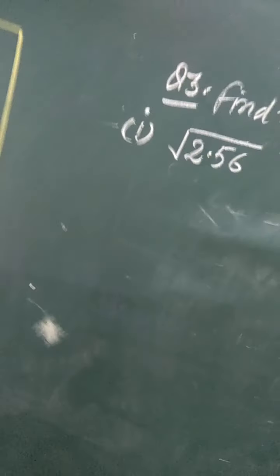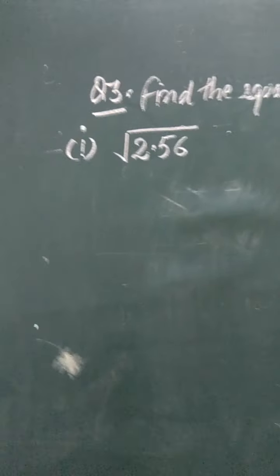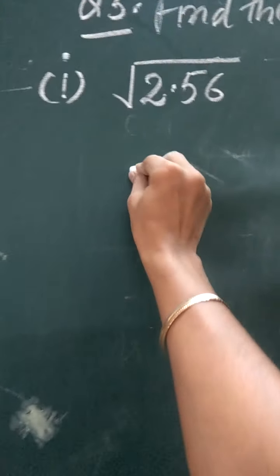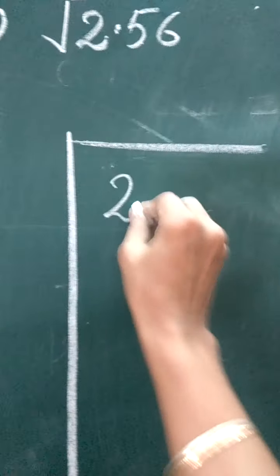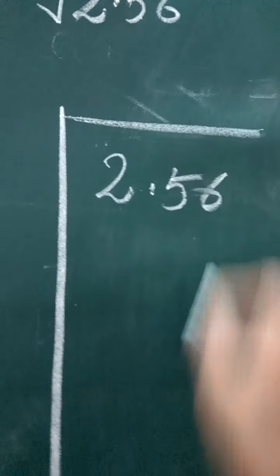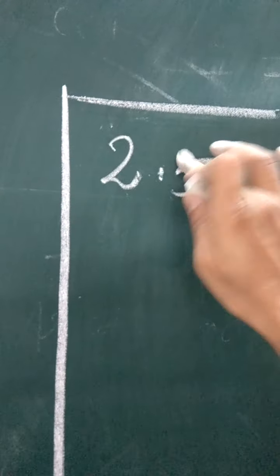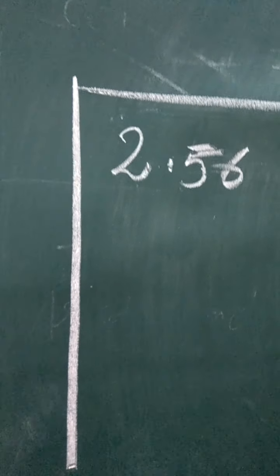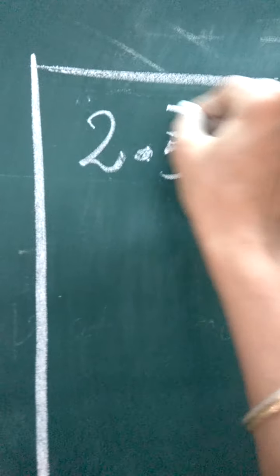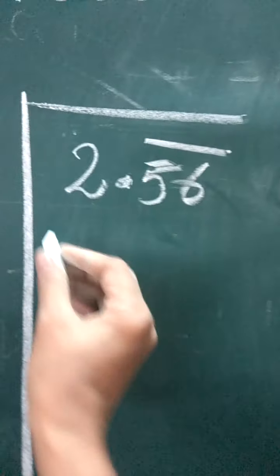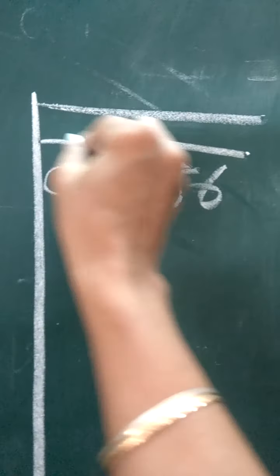Okay, so now let us start solving the first part of this question. So let us write in this form as I told you earlier. 2.56 is the number. So we will start making the pairs from the decimal. One pair towards right hand side, second pair towards left hand side. Single digit is there, so we'll take 0, 2.